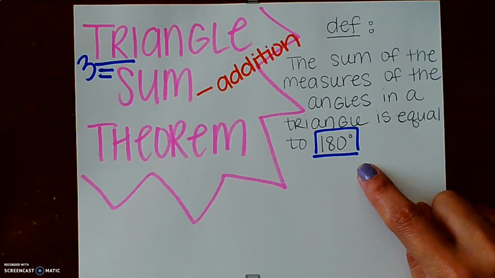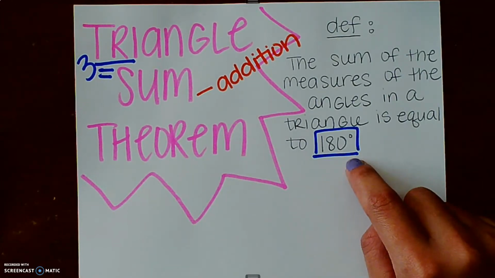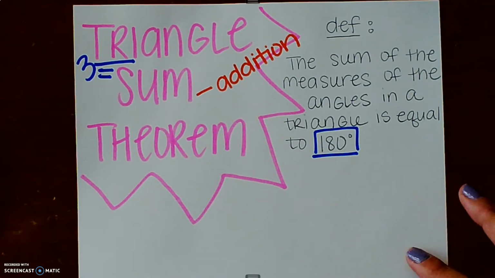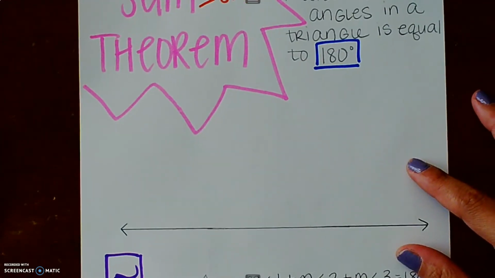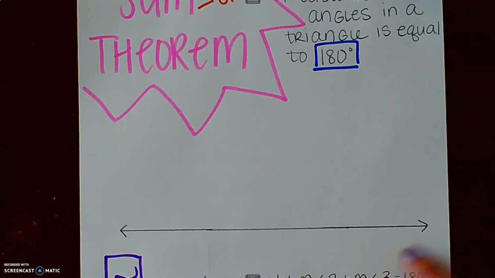Now you might be thinking, well, where did they get this 180 degrees? Did they just make it up one day? Does it mean something? Where did they get it from? So it actually does mean something, and we're going to discuss that before we move on to actually using the theorem. So I drew a straight line here.